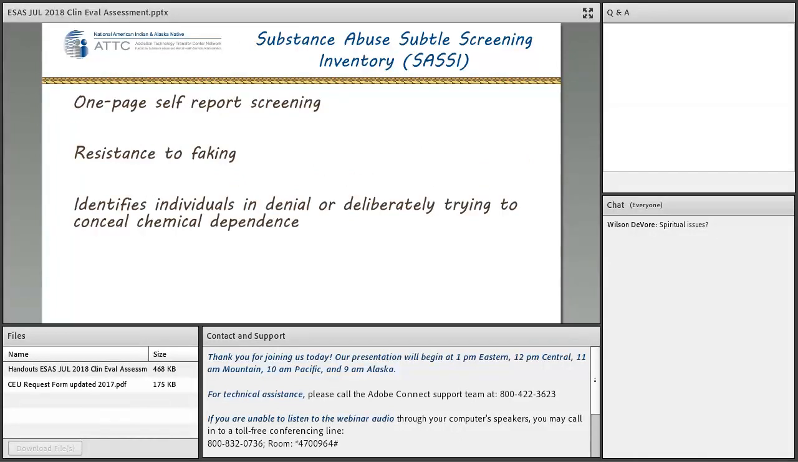Okay, so the Substance Abuse Subtle Screening Inventory, the SASSI. It is a one page self-report screening. It has a resistance to faking, and identifies individuals in denial or deliberately trying to conceal chemical dependence. So sometimes within these questions, there are questions built in to show whether they are actually telling the truth or not. Depending on how you've been taught about it, there are things within there that help to tell, even emotional states and stuff like that. A lot of times these levels, whether too high or too low, can signify different things that need to be looked at.